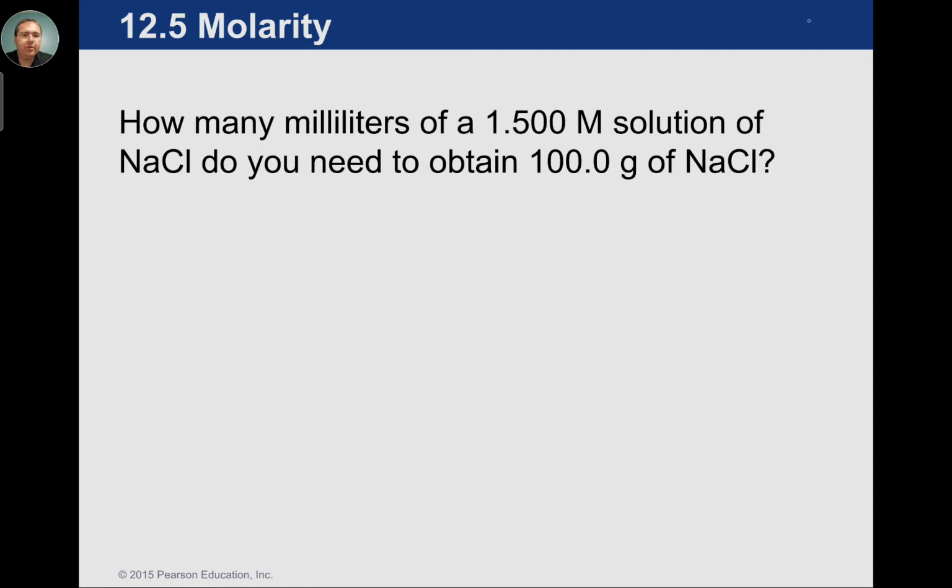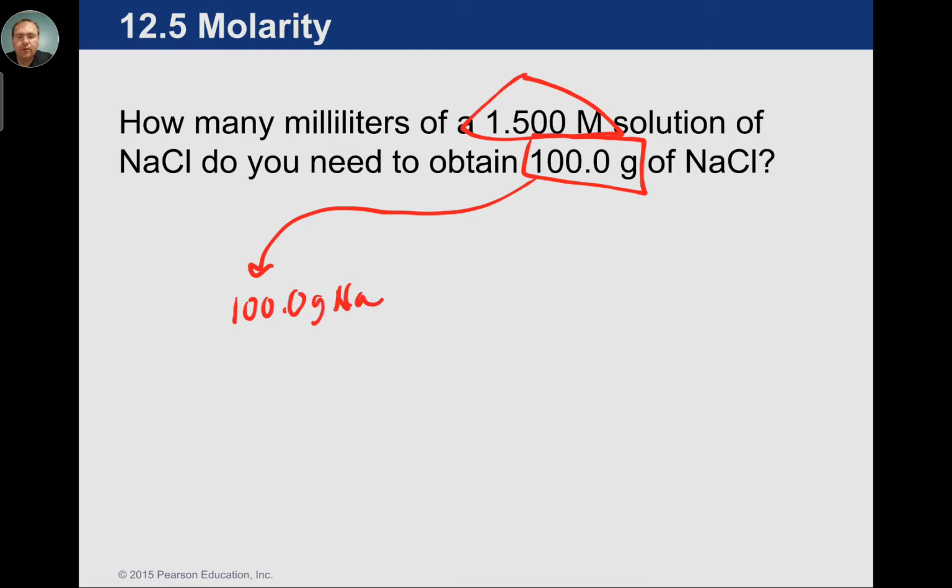So notice in this situation we have 2 numbers again. So which number do we use first? Well, if you realize that this is a number, it's a measurement, this is a conversion. That's different. This is the kind of number that goes out front. It has 100 grams of sodium chloride that we want. We're going to get rid of grams of sodium chloride by putting it on the bottom.